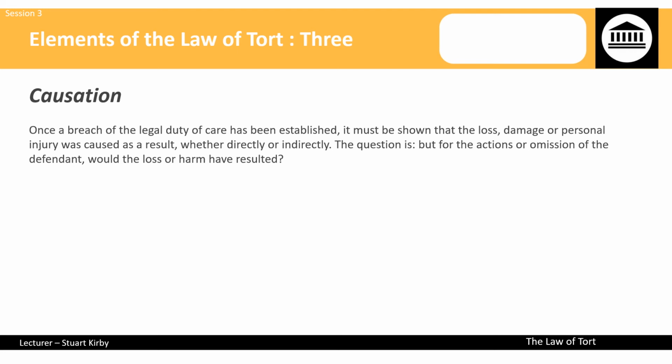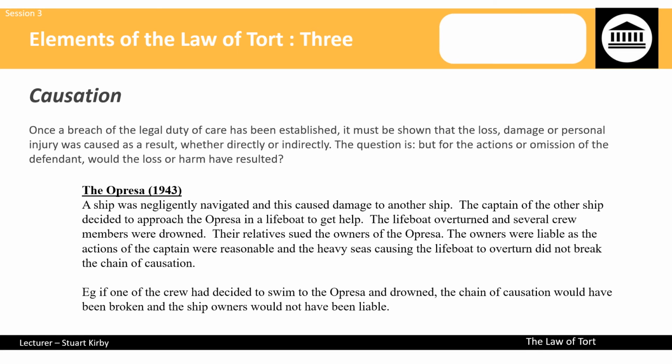Now, to further understand this, let's take a look at the case of the Oppressor in 1943. A ship was negligently navigated, and this caused damage to another ship. The captain of the other ship decided to approach the Oppressor in a lifeboat to get help. The lifeboat overturned and several crew members were drowned. Their relatives sued the owners of the Oppressor. The owners were liable as the actions of the captain were reasonable, and the heavy seas causing the lifeboat to overturn did not break the chain of causation.